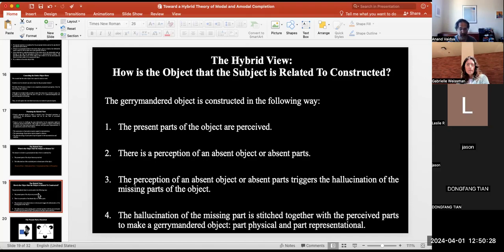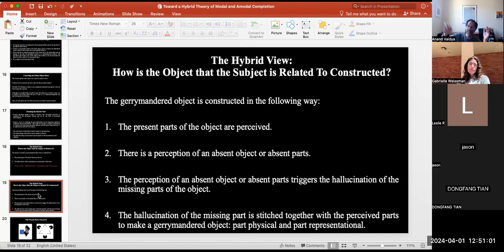The hallucination of the missing part is stitched, sewn together with the perceived parts to make a gerrymandered object, part physical and part representational. So again, loosely speaking, the cat's front is perceived, the parts you see, then the perception of the absent objects is induced, triggers hallucination, then the hallucinational content is stitched together. I'm not going to give an actual account of what that stitching is. That's a very complicated thing. And that gives you a gerrymandered object.